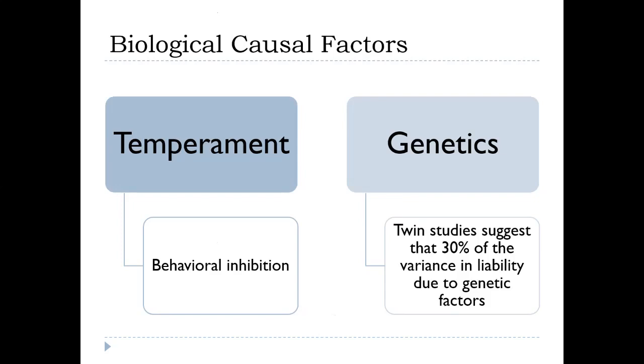Genetically, twin studies suggest that about 30% of the variance in liability for this disorder is due to genetic factors. So a pretty good chunk, although these same studies actually say more variance in liability is due to learning, right? So that behavioral conditioning kind of factor. While genetics plays an important role, it seems to be the minority role. And it's actually learning that plays a more important role here.